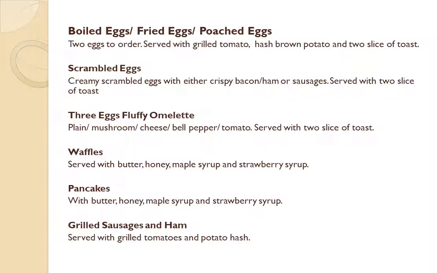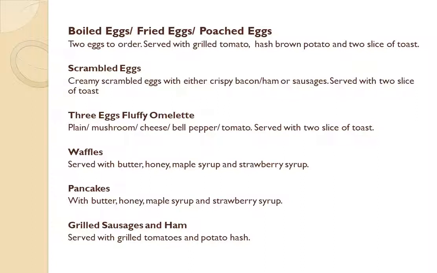Next is moving to the scrambled egg. Here in the scrambled egg, there is one slight twist. Along with asking for the choice of the slice of toast, we will have to give three options to the guest. Scrambled egg can be served with bacon, it can be served with ham, it can be served with sausages. So out of these three, any one thing can be served.